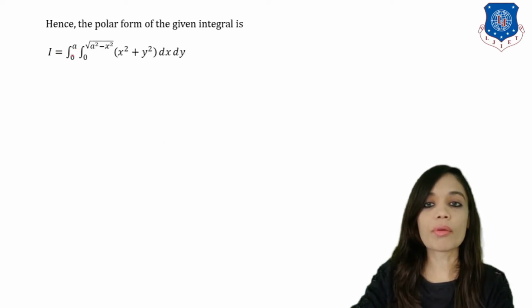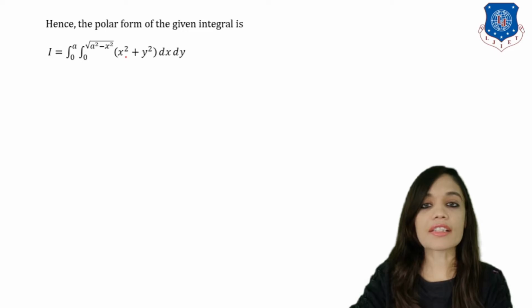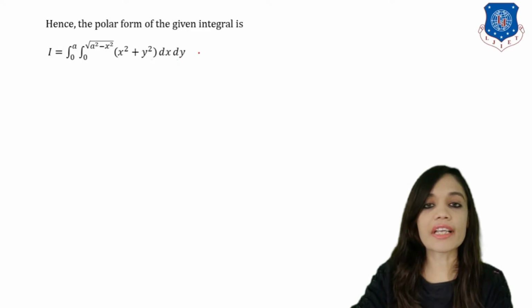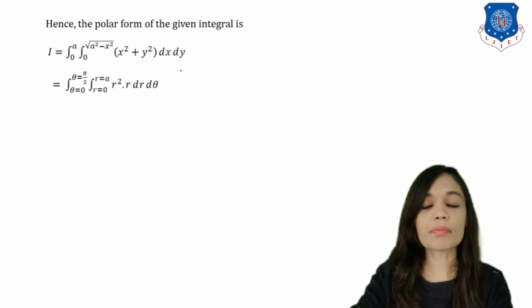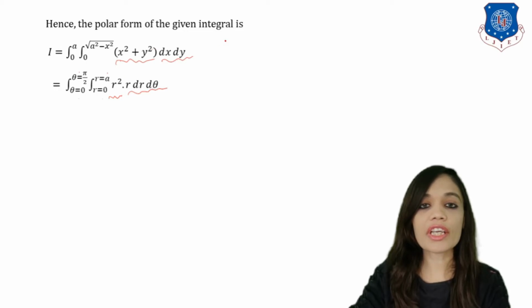I = double integration from 0 to a, 0 to √(a² − x²), of (x² + y²) dx dy, right? Now let us replace the limits and dx dy by what? r dr dθ. So your limits of theta are 0 to π/2, limits of r are 0 to a. Now we have derived already that x² + y² is equal to what?